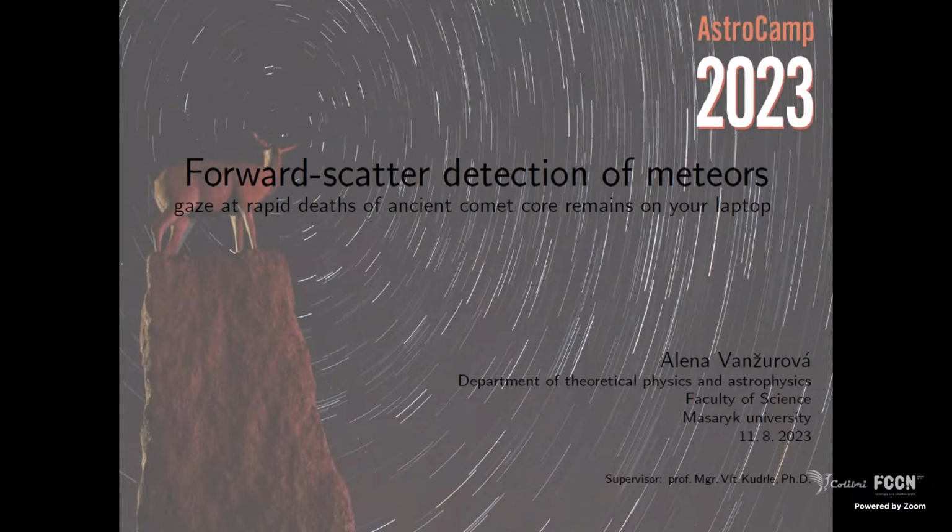And the subtitle refers to the fact that you don't really have to go anywhere and you don't need any special conditions to watch meteors. You can basically sit at home on your couch and watch as they are dying in the Earth's atmosphere. So it's a pretty old method. It's from the 50s or 60s of the 20th century.